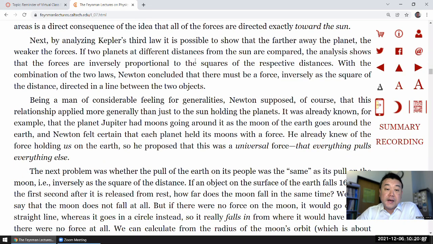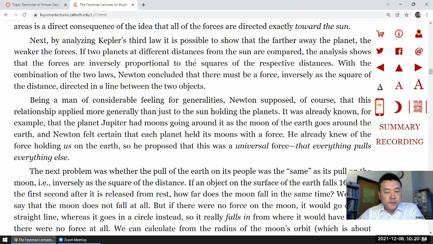Next, by analyzing Kepler's third law, it is possible to show that the farther away the planet, the weaker the forces. If two planets at different distances from the sun are compared, the analysis shows that the forces are inversely proportional to the squares of the respective distances. With the combination of the two laws, Newton concluded that there must be a force inversely as the square of the distance, inverse square, directed in a line between the two objects.